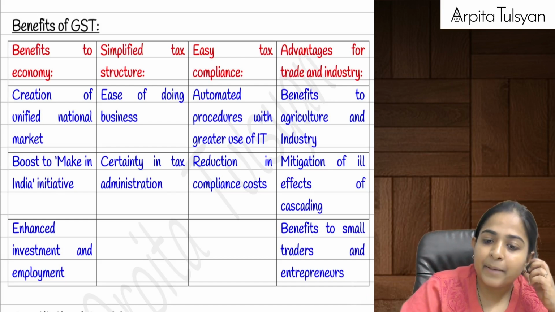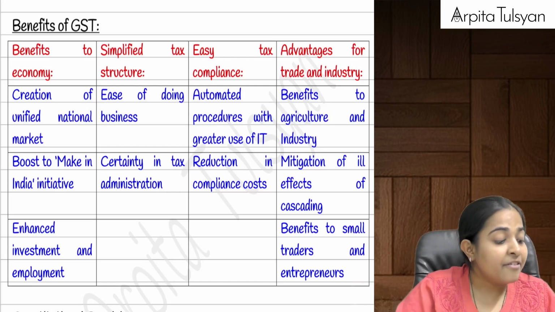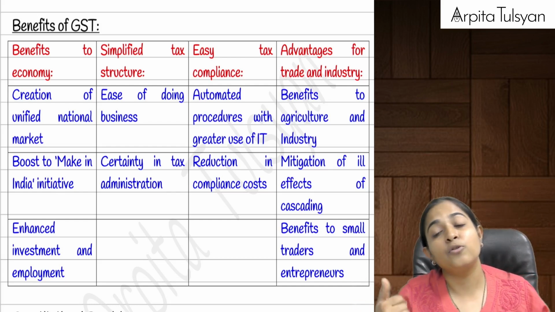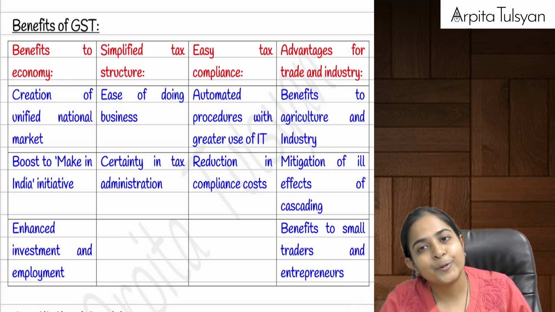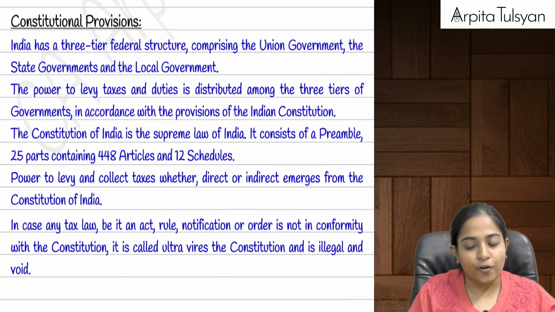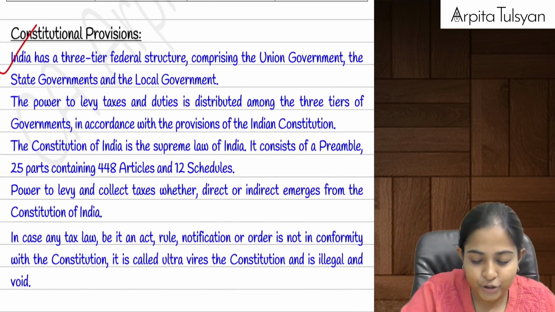Yes, and then because of these schemes, because of the composition scheme, exemption scheme, we are even able to extend the benefits of GST to small traders and entrepreneurs also. Are you able to understand this? These are some of the benefits of the GST. And now going on to the last one, that is your constitutional provisions.